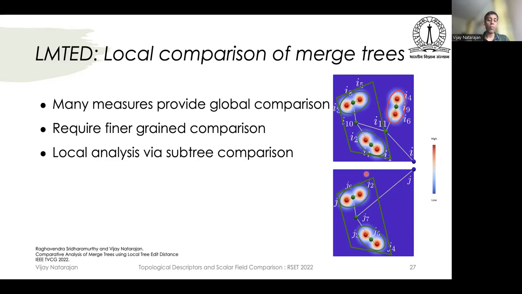And in practice, we often want to capture such similarities at the finer grain or local structural similarity. So while existing measures support global comparisons, they do not support such finer grained analysis. Whereas MTED, we showed in later work, does support local comparison via a subtree comparison approach. This we call LMTED.